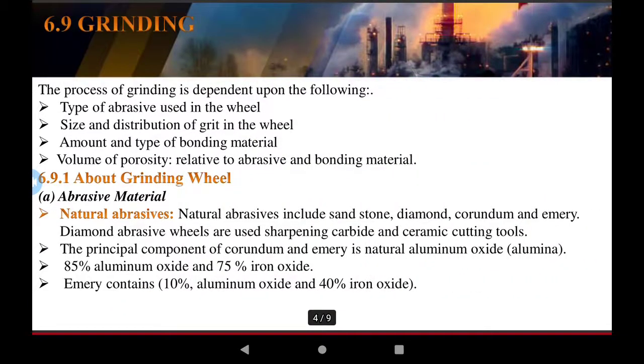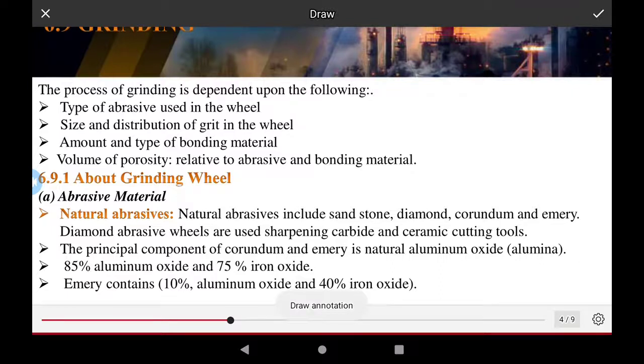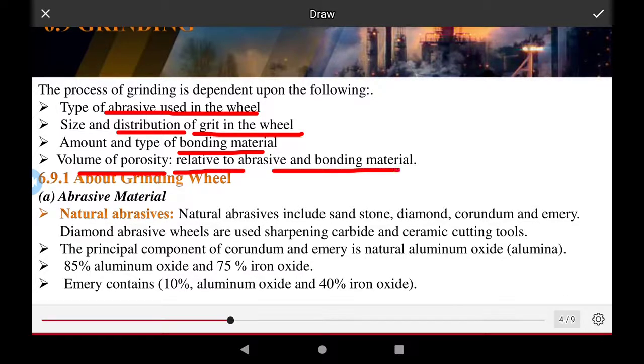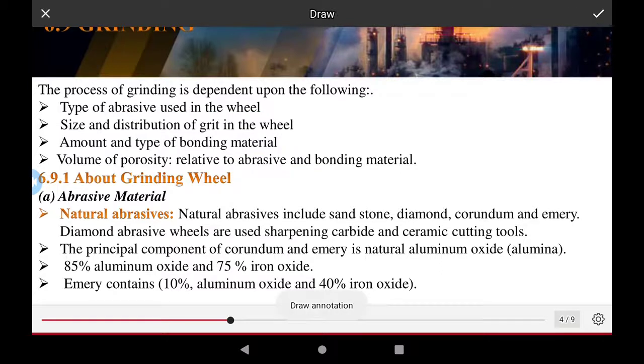The grinding process is dependent upon the following factors: the type of abrasive in the wheel, the size and distribution of grit in the wheel, the amount and type of bonding material, the volume of porosity, and the relative hardness of the abrasive and bonding materials used for this operation.